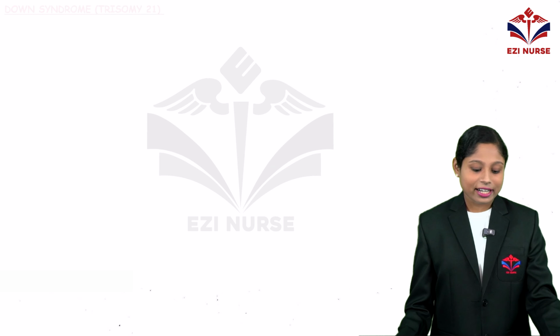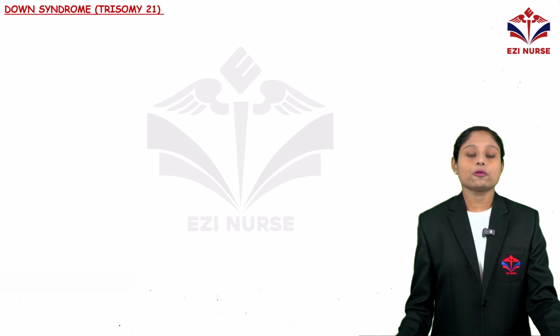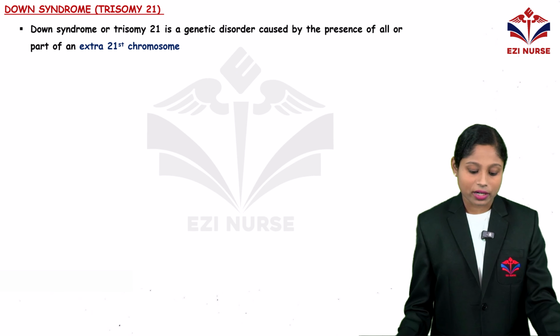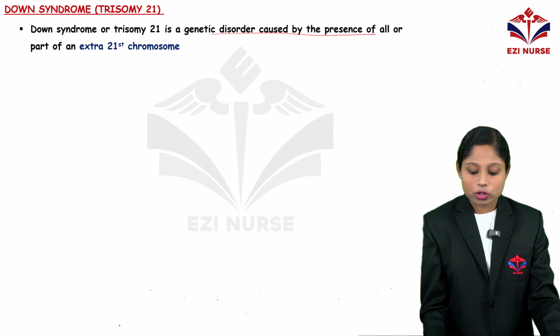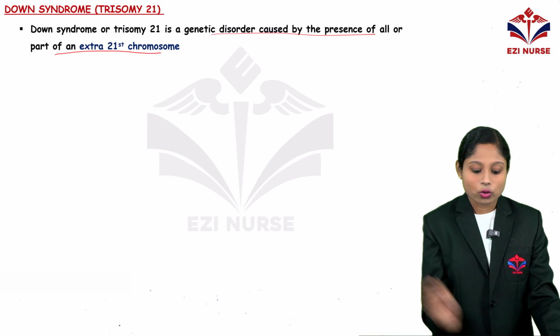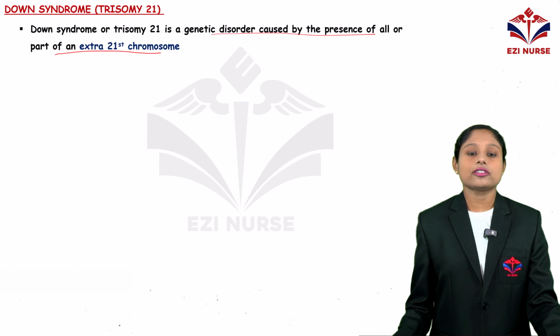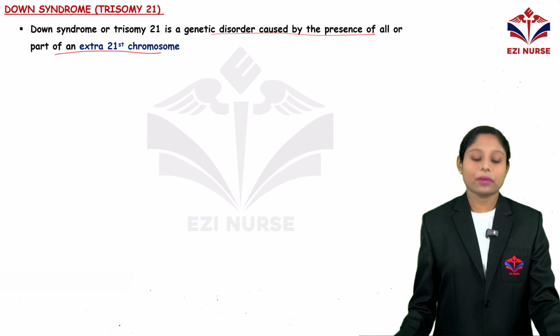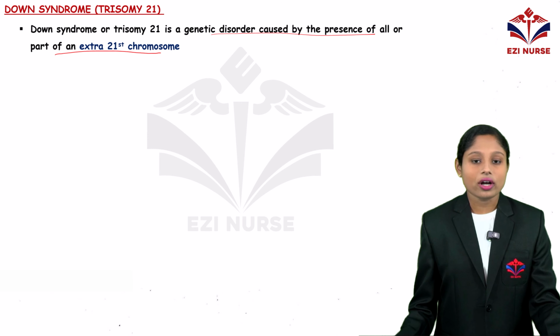Yes. We will continue with Down syndrome or trisomy 21. That's also very important. It's a genetic disorder caused by the presence of an extra 21st chromosome. So, there is an extra copy of chromosome 21. That is trisomy 21, or Down syndrome.